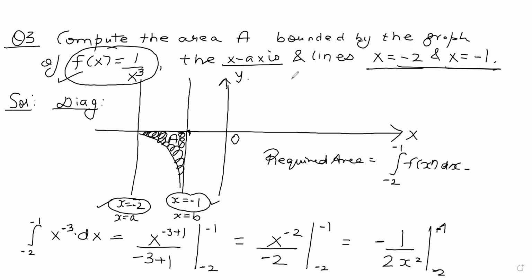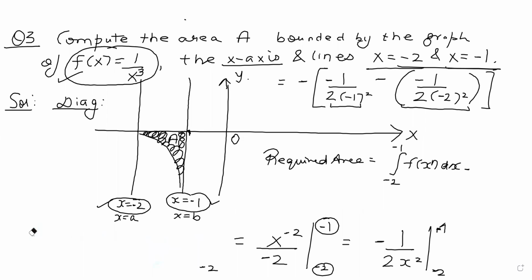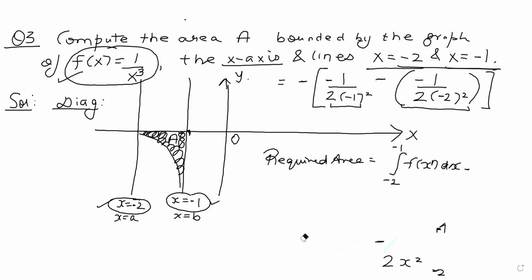Now let's solve it on the top. I can write it as -1 upon 2 into (-1) square minus -1 upon 2 into (-2) square. But since this is the area below the x-axis, the whole term has a minus sign outside. I repeat, since this is the area below the x-axis, the whole term has a minus sign outside. This is f of b minus f of a, and since it is below the x-axis, it has a minus sign outside. Now you know how to calculate the remaining part of the question. So I am erasing this off and moving forward.